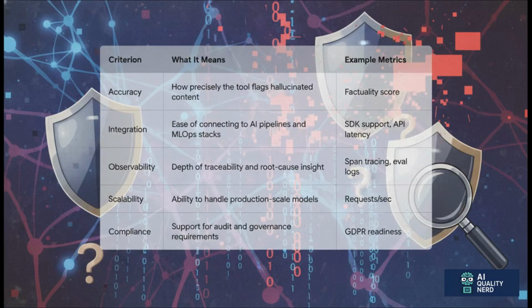And what's great about a framework like this is that it turns those big ideas into a real practical checklist. So for accuracy, you're not just hoping it works, you're looking for hard metrics like a factuality score. For integration, you're measuring things like API latency. This gives you a solid data-driven way to compare your options.